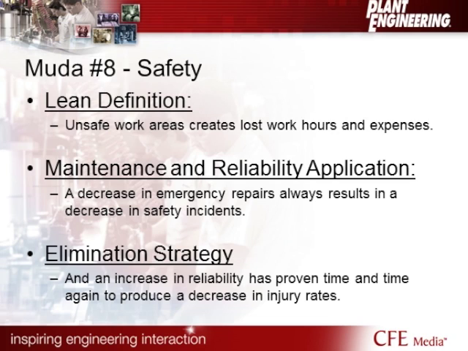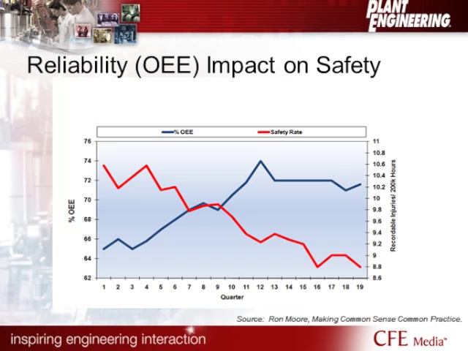And I'm going to look at overall equipment effectiveness in this next slide. And you'll see how it actually flows back and forth. So if you look at the red line here, the red line is their safety rate from a real facility. This comes from Ron Moore's Making Common Sense Common Practice. And as you improve their safety rate, or as that safety rate improved, you'll also note that their OEE went up. Now, I would say it works exactly the opposite.